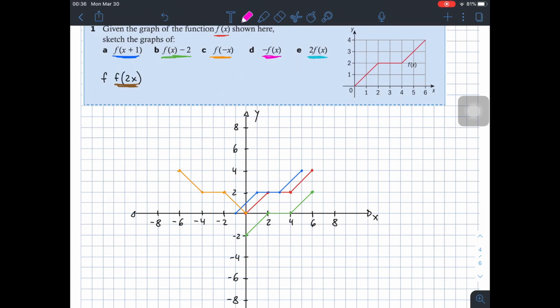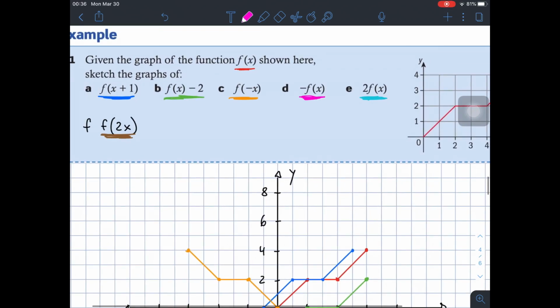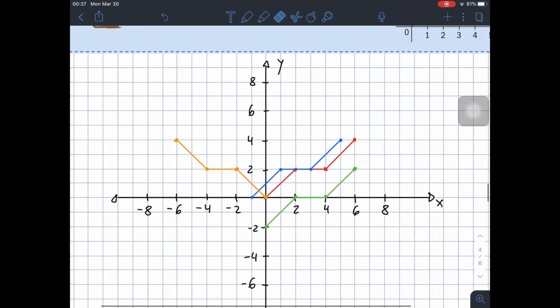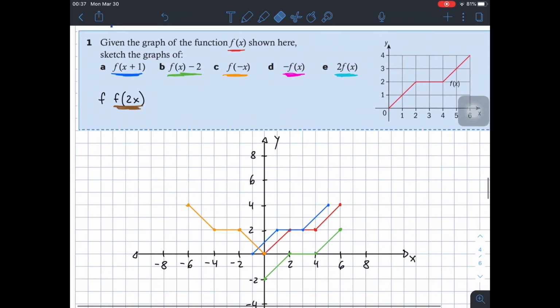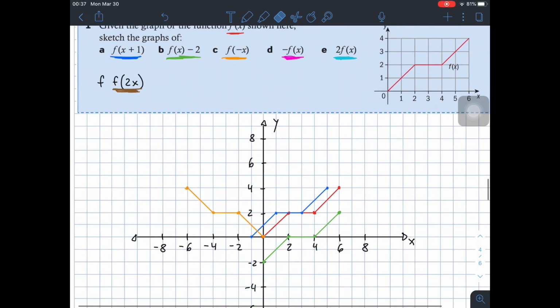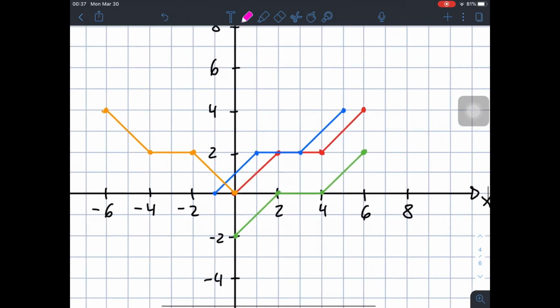Then we have negative f of x, which basically means change the signs of y, okay? Change the sign of y. So in this case, we change the sign of x, and in this case, we change the sign of y. Okay, so what do you think should happen to the original function if I change the coordinates of y? We're going to have a reflection on the x-axis. So now the x-axis will act as a mirror, okay?